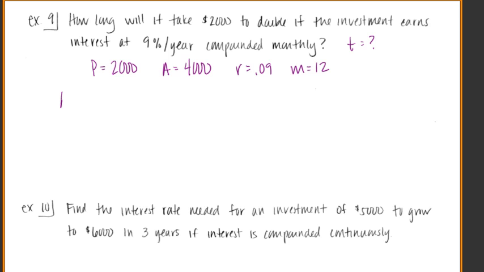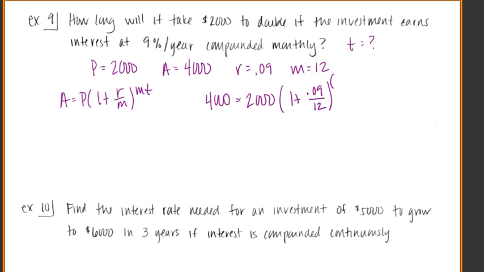So my formula, A equals P times 1 plus r over m to the mt. Amount coming out is 4,000. The amount going in is 2,000, times 1 plus 0.09 divided by 12, all of that to the 12t. So let's divide off 2,000.